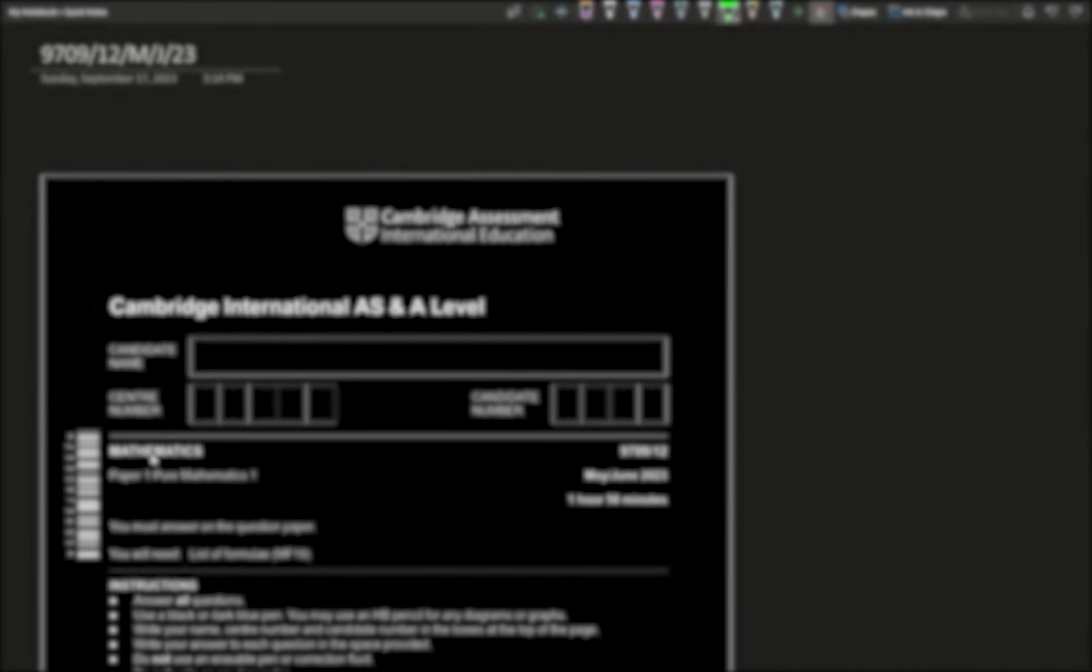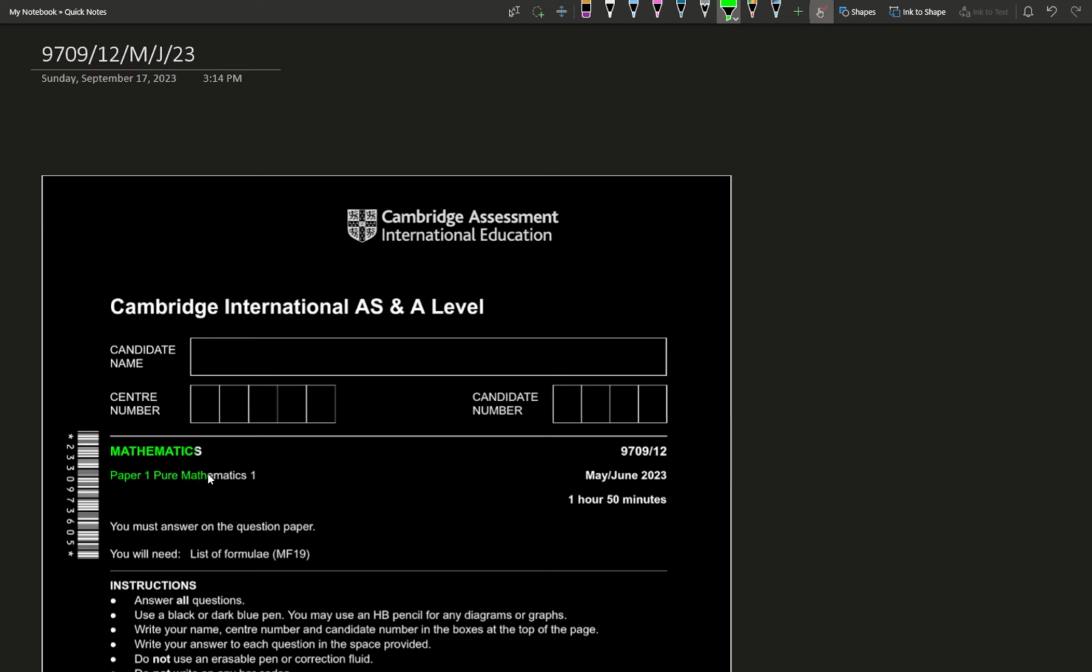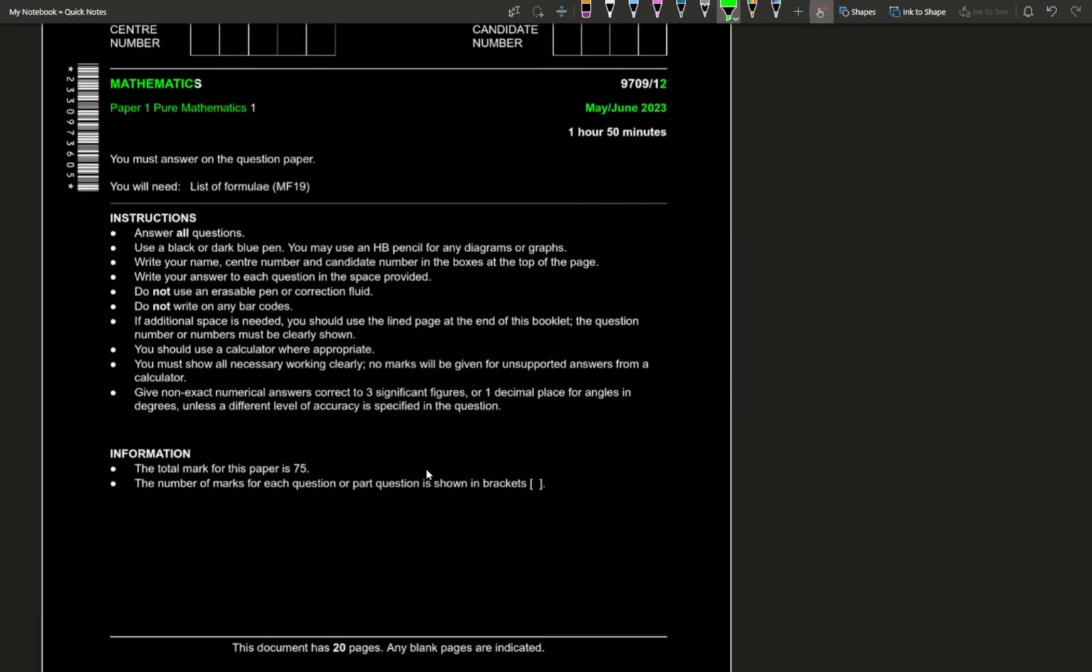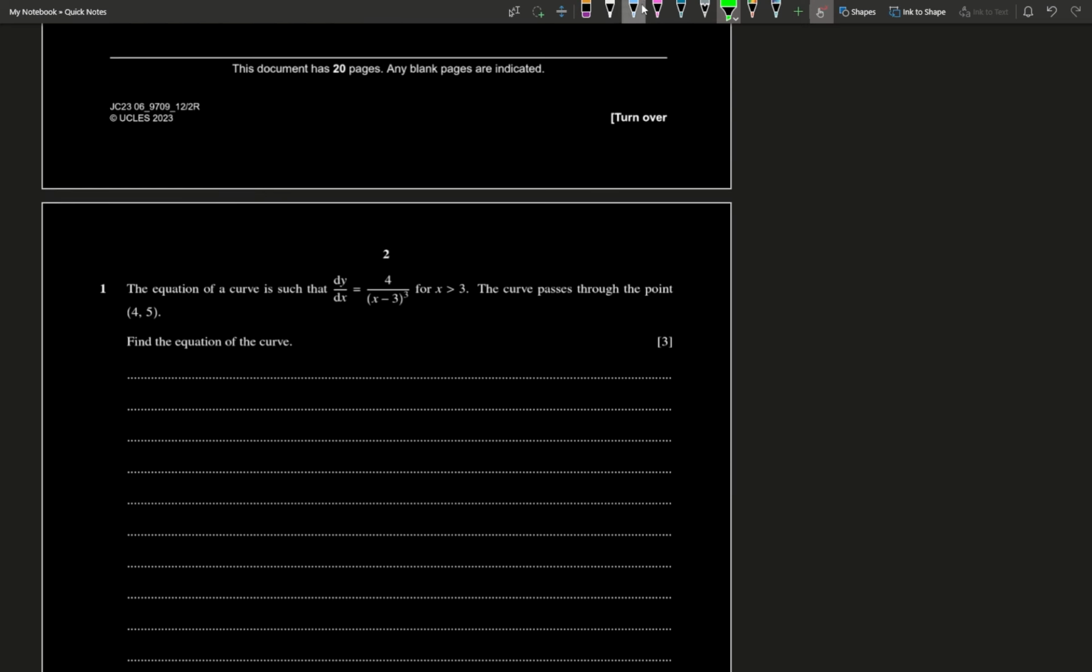Today inshallah we'll be solving Mathematics Paper 1 Pure Mathematics 1 May June 2023 Variant 2 Code 9709. Bismillah. On to question number 1.